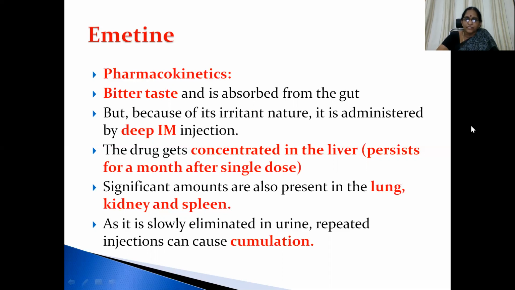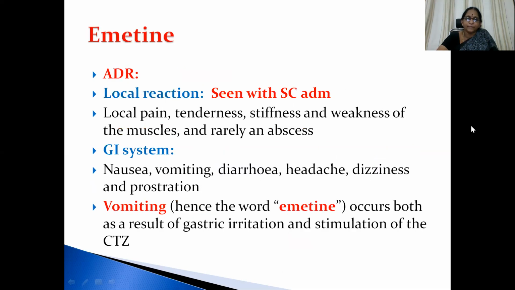Significant amounts are also present in the lung, kidney, and spleen. And it is eliminated in urine. Repeated injections, because of renal involvement, may give rise to accumulation. What are the ADR that it is going to produce? Because it is going to stay in the body for 1 month.